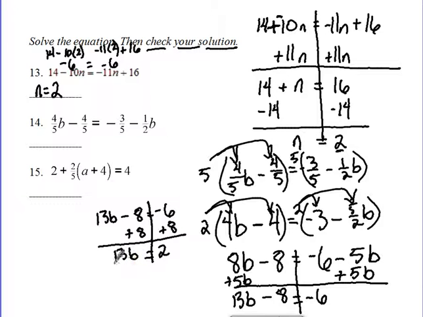How do we undo times 13? We divide by 13, and if we divide one side by 13, we divide the other by 13, and we find that b equals 2/13.